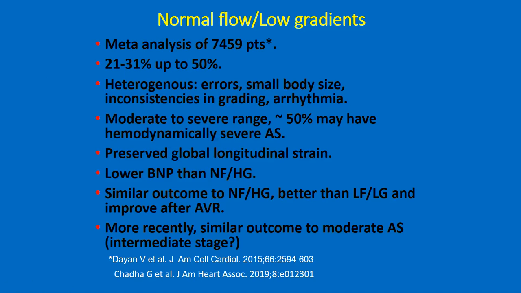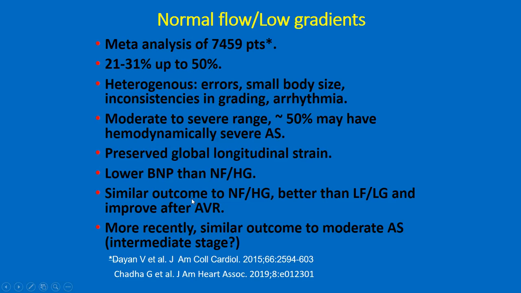One of the reasons for this diagnosis resides in the inconsistency in grading in the guidelines, as I showed you in the first lecture, where a valve area of 1 centimeter square actually corresponds with a 27 millimeter mercury pressure gradient, and arrhythmias. About 50% of these patients have hemodynamic severe AS, meaning that half of them do not. The global longitudinal strain is in general preserved. The BNP serum level is lower than in classic aortic stenosis.